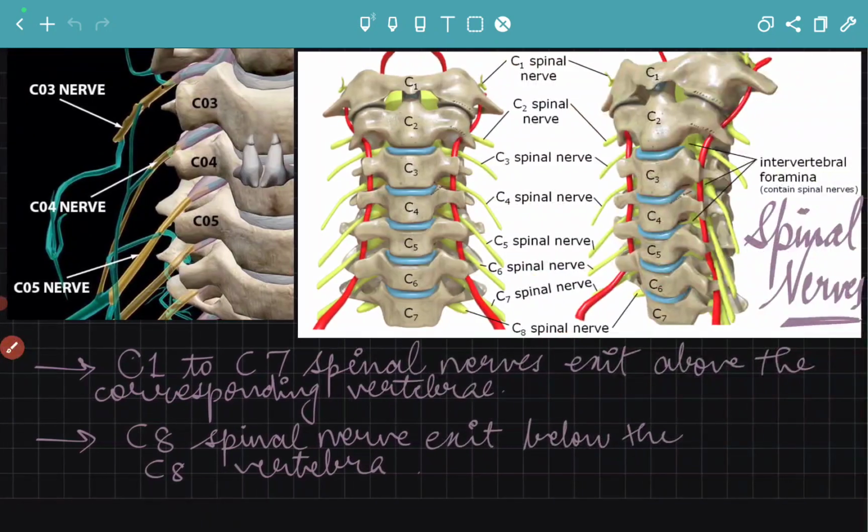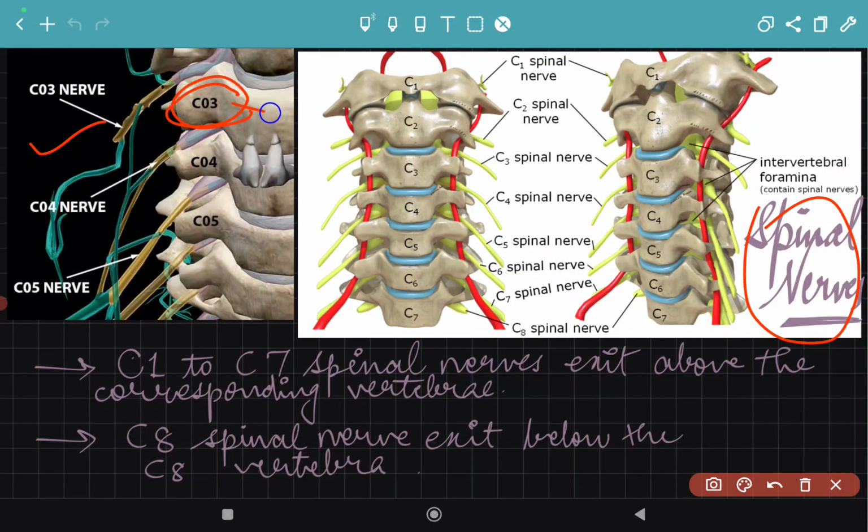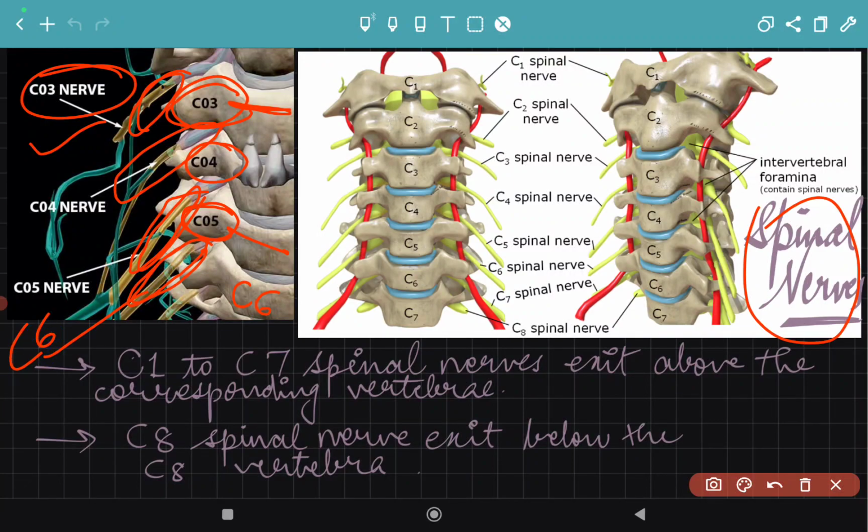Now coming to the main topic, the spinal nerves exiting from the corresponding vertebrae. As in this diagram we can see, for example, this is the C3 vertebra. Above that C3 vertebra exits the C3 spinal nerve. Then above the C4 vertebra exits the C4 spinal nerve. Above this C5 vertebra exits the C5 spinal nerve. Similarly, this is the C6 vertebra, above this exits the C6 spinal nerve. Similarly, over here also, for C1 to C7 vertebrae, the corresponding spinal nerves exit above that vertebra.